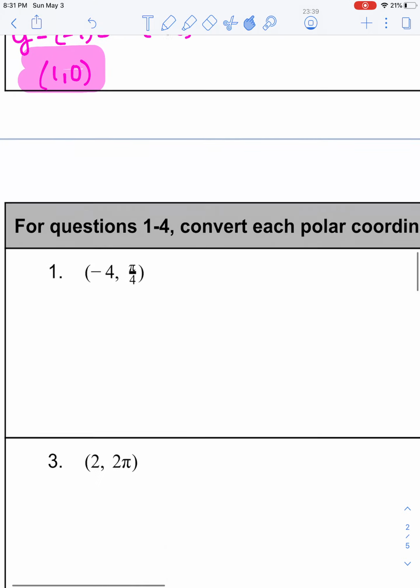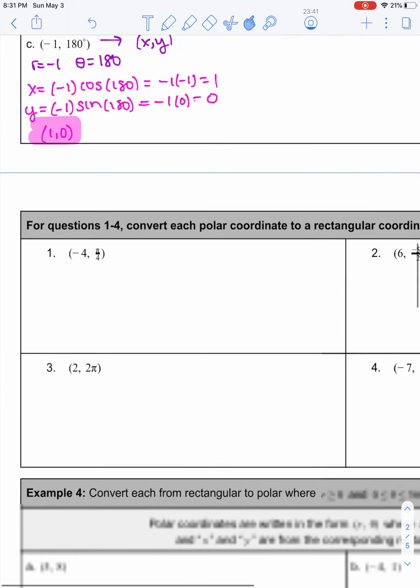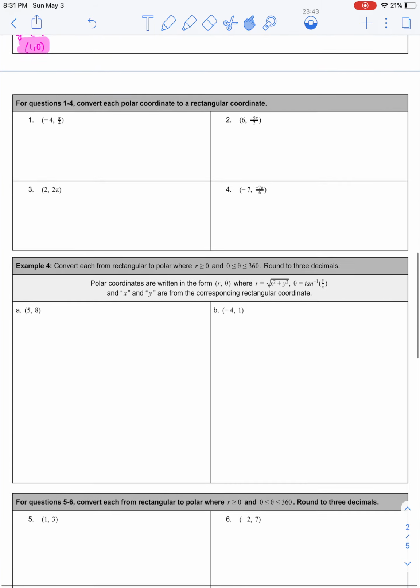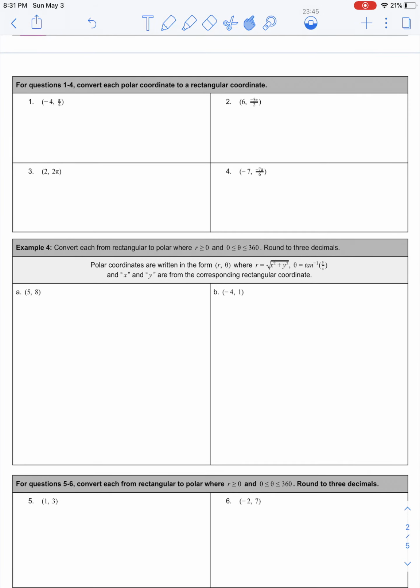Okay, so your job at this point is to go ahead and try questions 1 through 4. Notice you're again converting each polar coordinate to a rectangular coordinate using the notes and also this video to help you. Make sure you check your work on the answer key when it's posted and let me know if you have any questions.